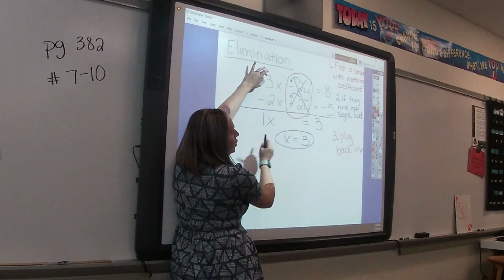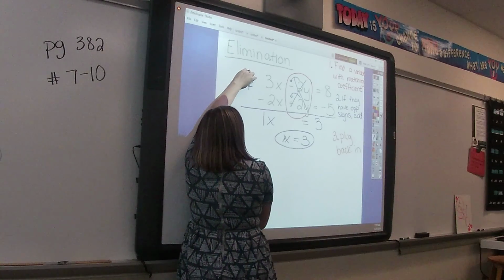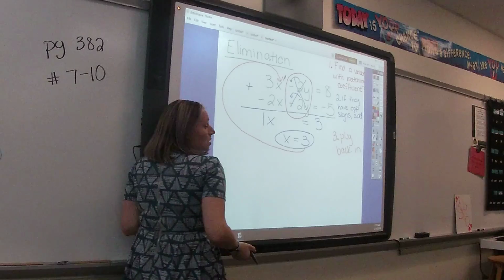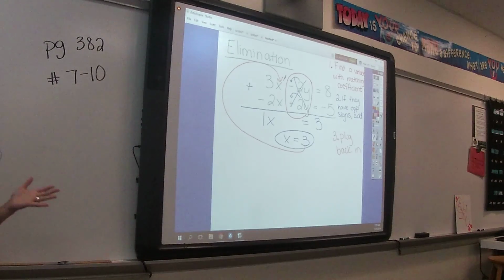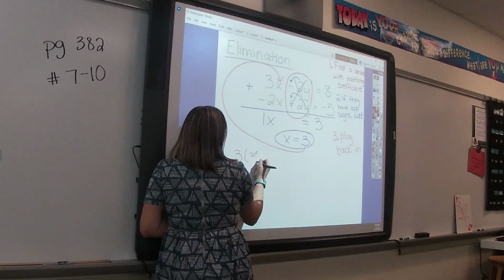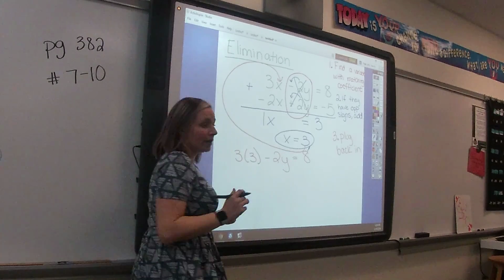Hang on. So which equation do we want to plug into? The first one. Sure. So if we go into the top, what letter are we plugging in for? X. So this is going in for X. So instead of saying 3 times X, we're going to say 3 times 3, which is minus 2y equals 8.